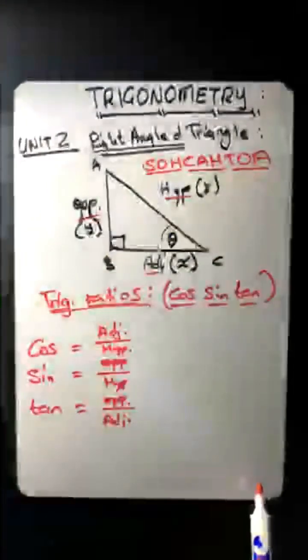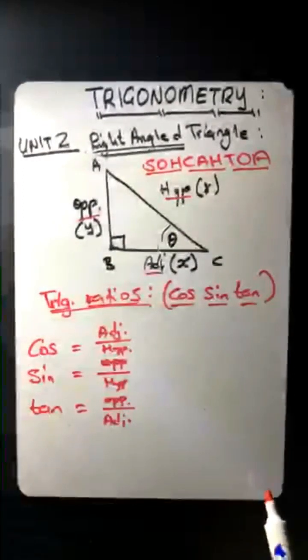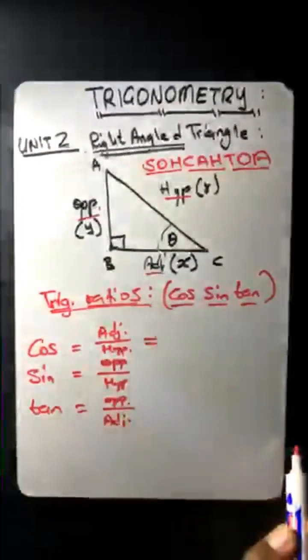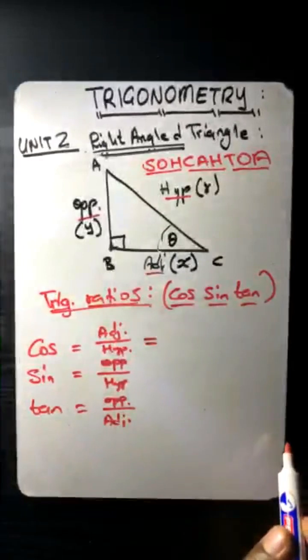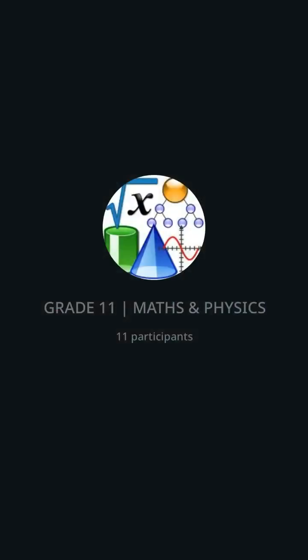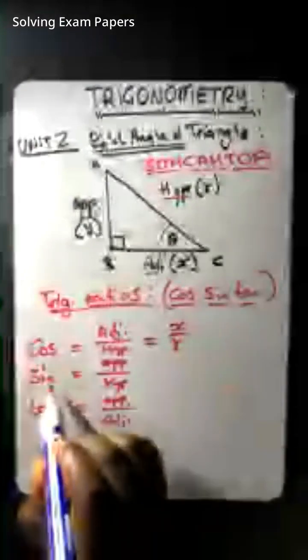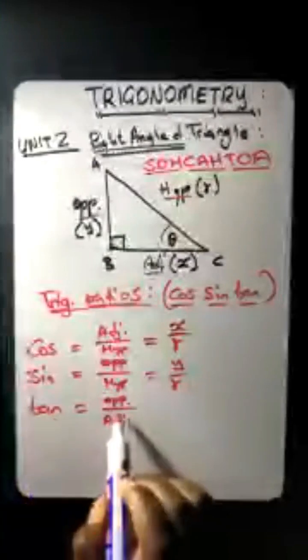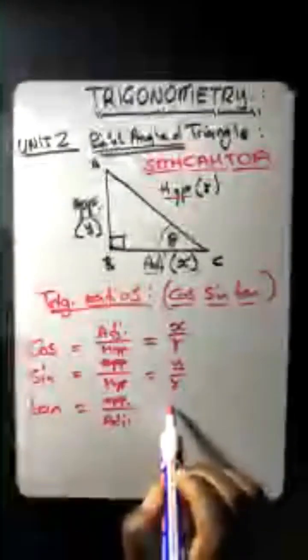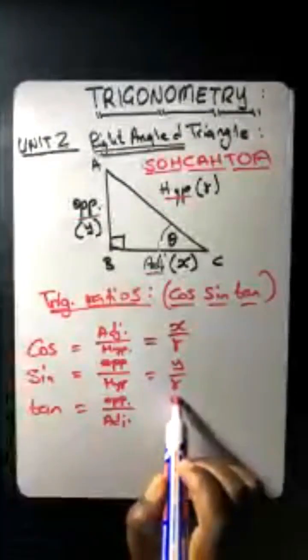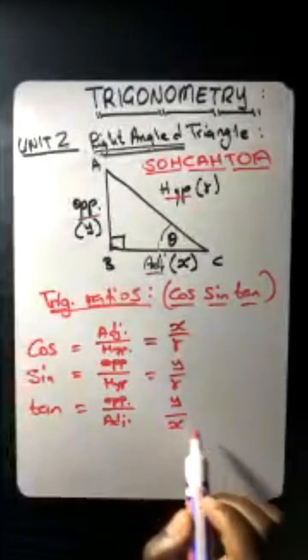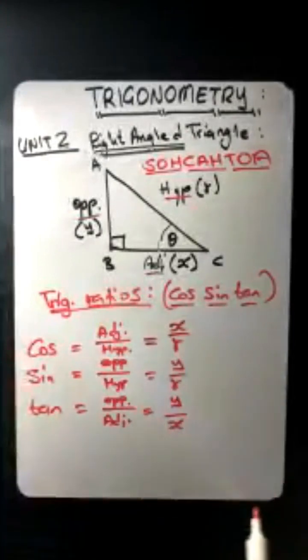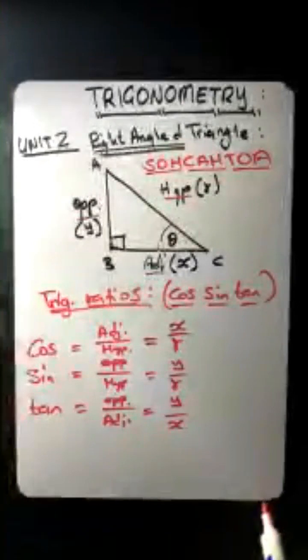Okay, very quickly, let's talk about them in the form of X, Y, and R. So obviously cos, adjacent, we said it's X over R, with R being the hypotenuse. For sine, it's going to be Y over R. That means for tan, it's opposite over adjacent, which is Y over X. Yes, 100%. So I hope you can easily notice the ratios.